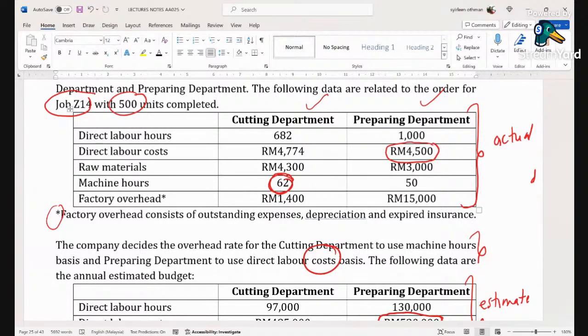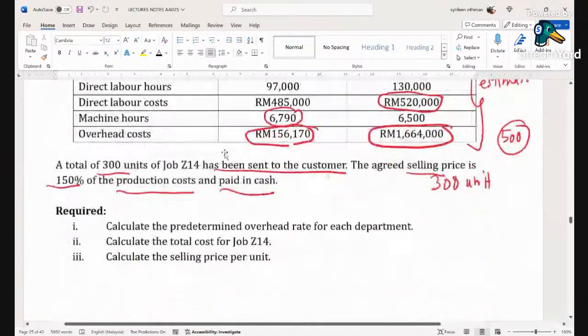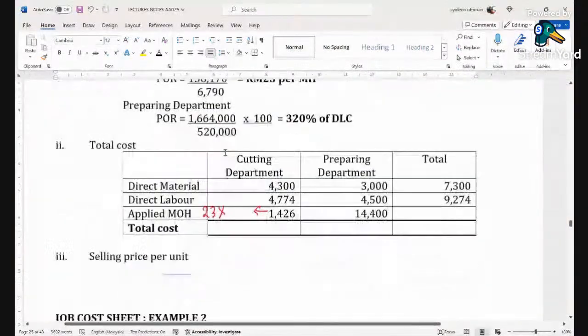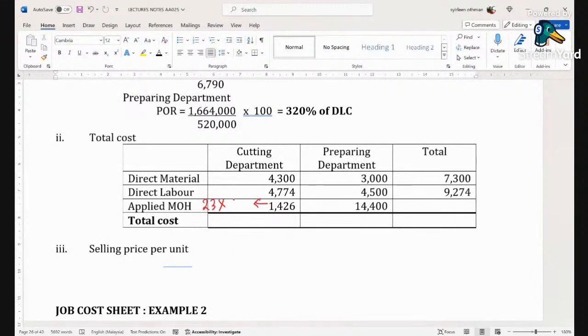Betul lah? Machine hours dia ialah 62. Okay, so kita darab dengan 23. Okay, kita darab dengan 23. So, kita akan dapat 1,426.